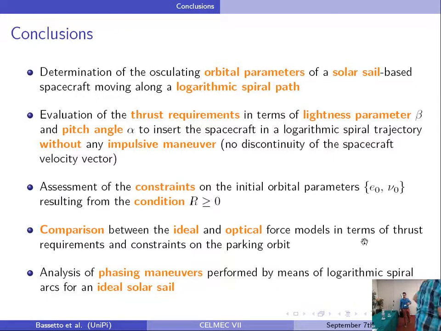During the coasting phase, the solar sail is off. Yes. From a practical point of view, the solar sail attitude is changed in order to have the plane parallel to the sunlight. Okay, thank you.